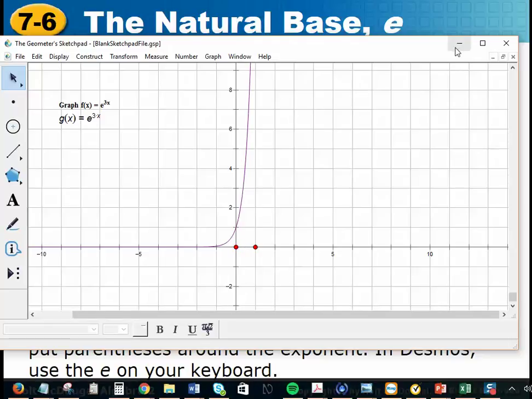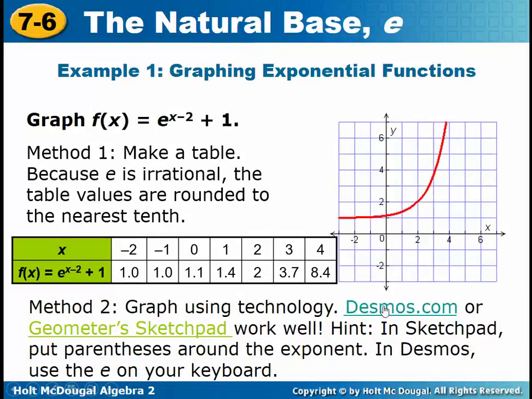So that's pretty basic. In Desmos, the only thing to remember is you can't find e in a value table like in Sketchpad, so you just type the e on your keyboard. So I'm not even going to show that one.